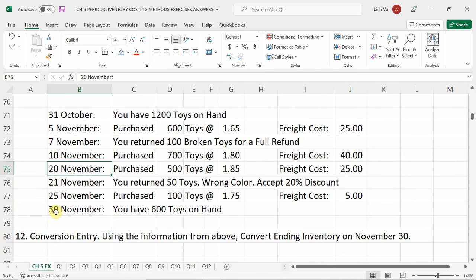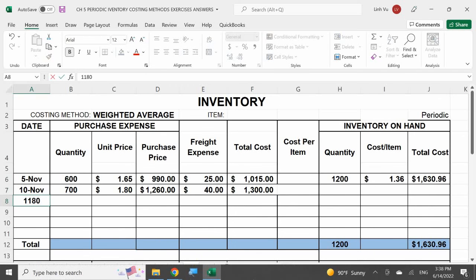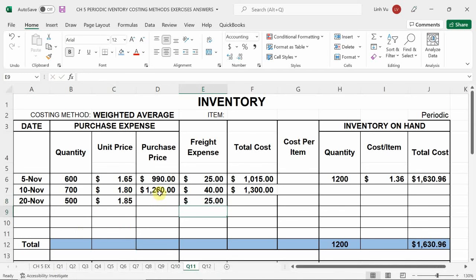Then November 20th, we end up purchasing an additional 500 toys at $1.85 with a freight of $25. So in this case, 500 at $1.85 with a freight of $25. Purchase price $925, plus 25, gave you a grand total of $950.